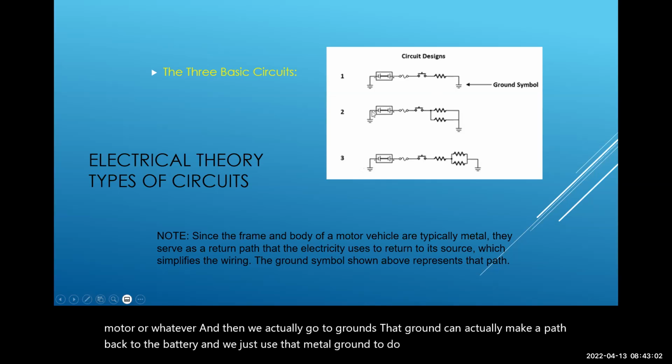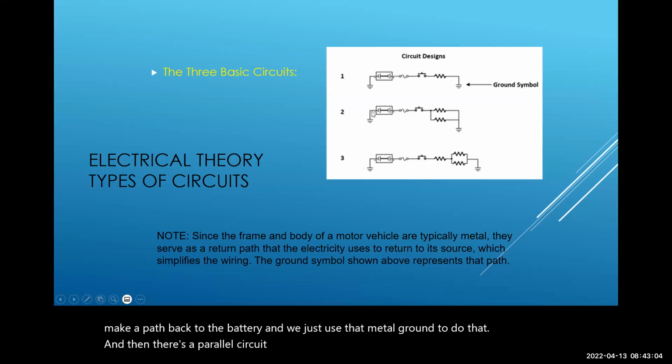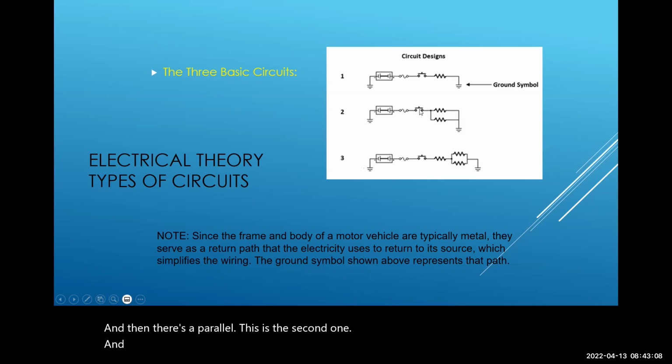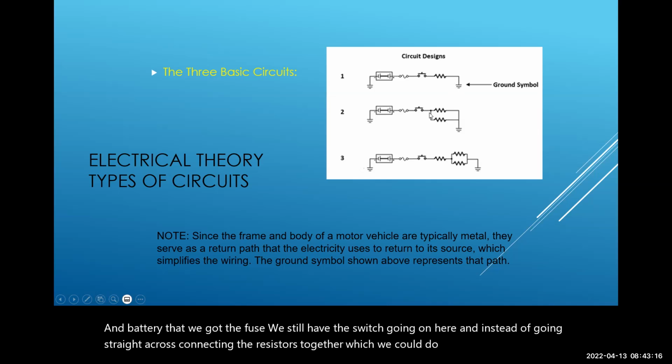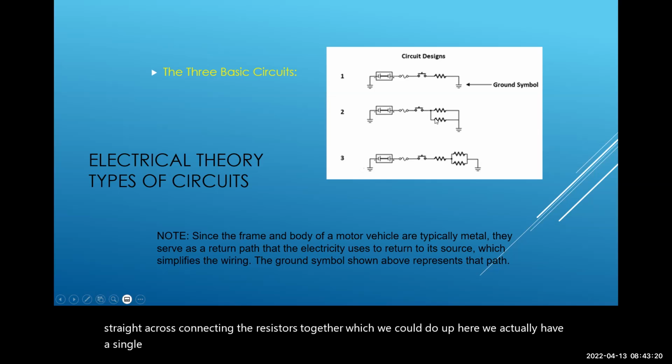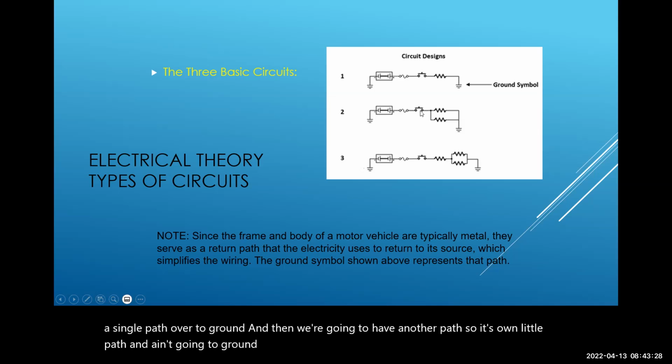And then there's a parallel circuit. This is the second one. We have the battery, then the fuse, and we still have the switch. And instead of going straight across and connecting the resistors together, which we could do up here, we have a single path over to ground. And then we're going to have another path, its own little path to ground. We're still turning it on with this one switch.